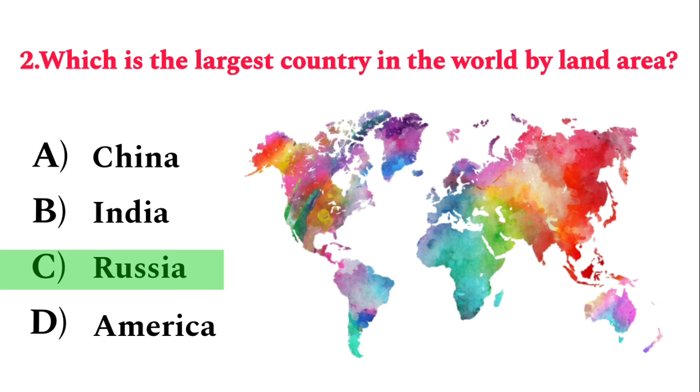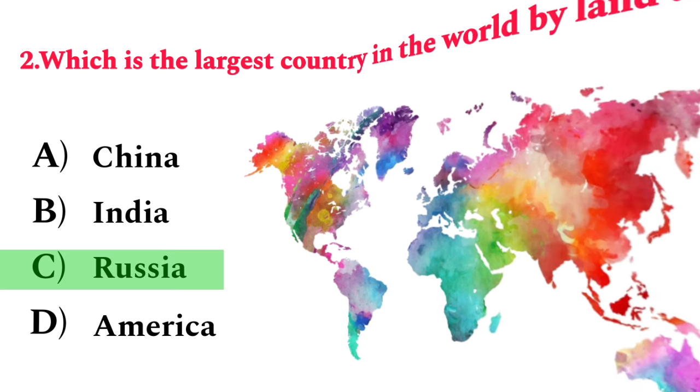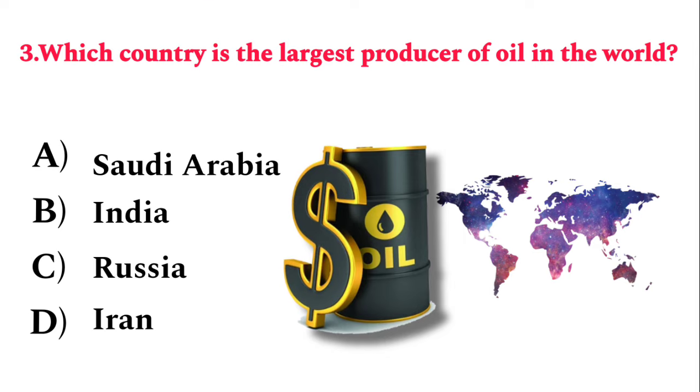Correct answer option C, Russia. Question number 3, which country is the largest producer of oil in the world? Correct answer option is Saudi Arabia.